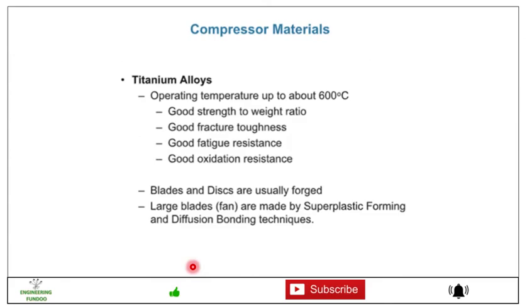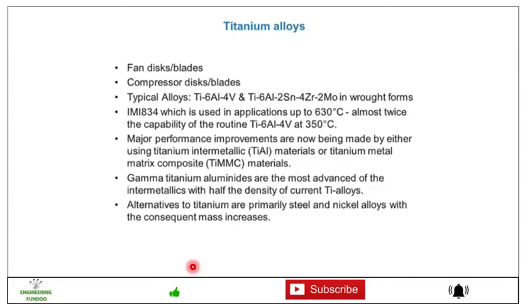Then we have compressor material, where titanium alloys are used. Operating temperature is up to about 600 degrees centigrade. It has good strength to weight ratio, good fracture toughness and fatigue resistance, and oxidation resistance. Blades and discs are usually forged, whereas large blades are made using superplastic forming and diffusion bonding techniques. Titanium alloys are basically used for fan disc blades and compressor discs.